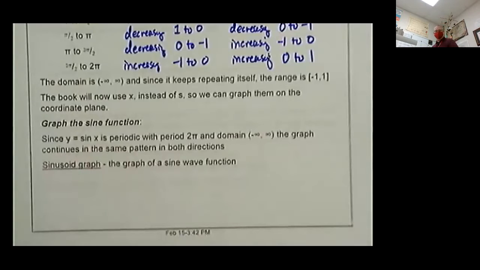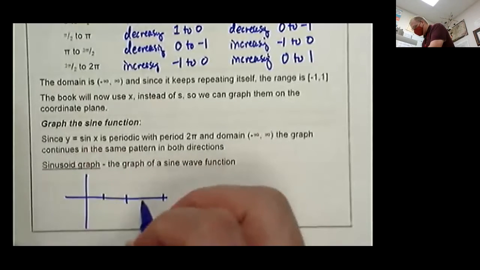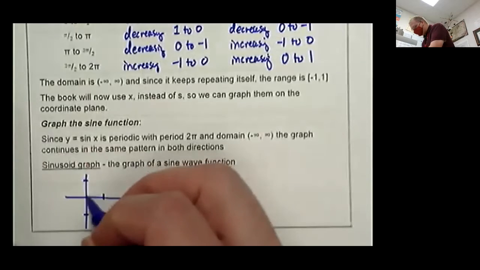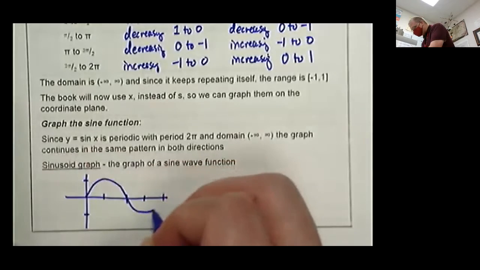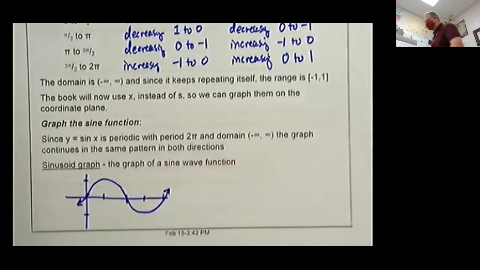A sinusoid graph is the graph of a sine wave function. I'm going to briefly sketch this, and then we'll talk about where the parts came from. So here's a sinusoidal graph. Again, that's the graph of a sine wave. There are different types of waves. And so let's see where this thing comes from.